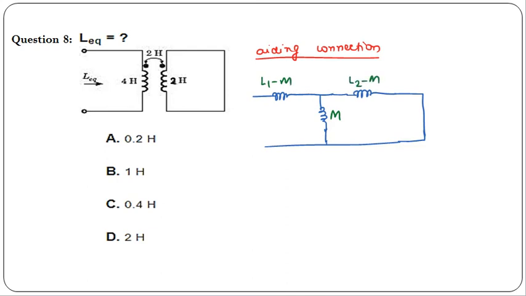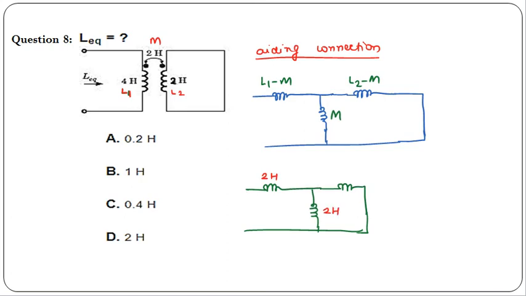Okay, so if we substitute the values, then we are getting L1 minus M. So L1 is 4, this is L1, this is L2, and this is M. If we substitute, L1 is 4 minus 2, so this is 2 Henry, M value is also 2 Henry, and L2 is 2 minus 2, so this will be 0 Henry. It means this is becoming short circuit.